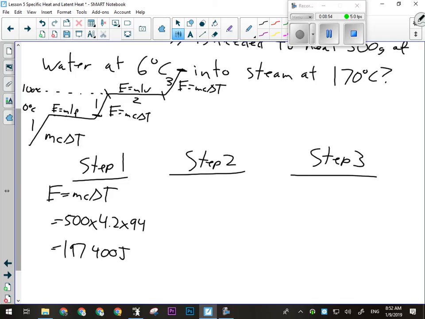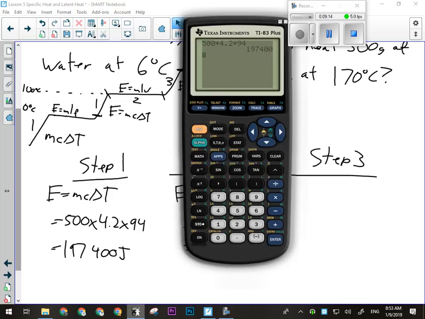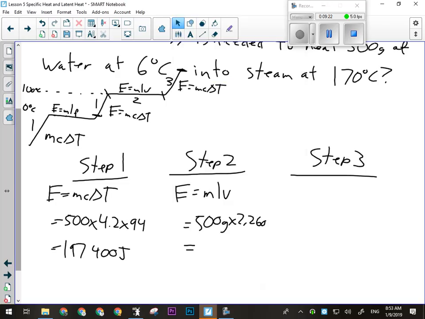What's going on in step 2? E equals mLv, because now the water is boiling and it's vaporizing. So that's going to mean, again, 500 grams. That's not going to change. Times 2,260 joules per gram. So we're looking at 1,130,000 joules. Is that a lot? Yeah, it is.